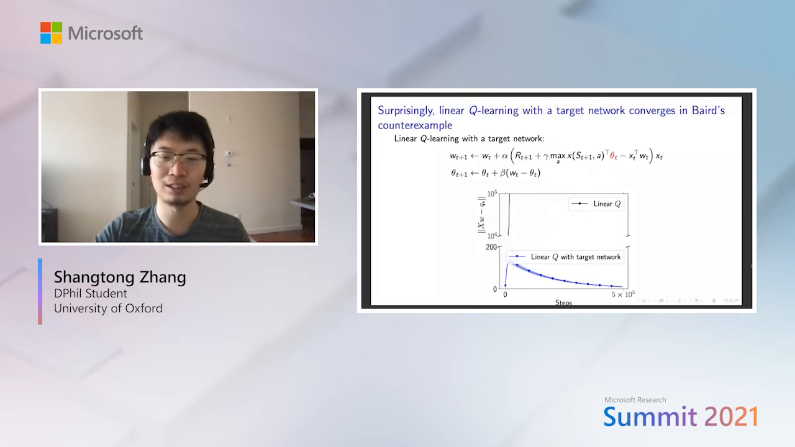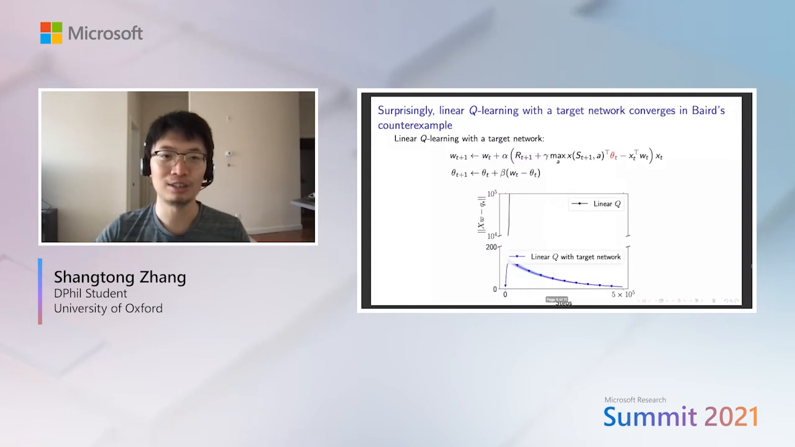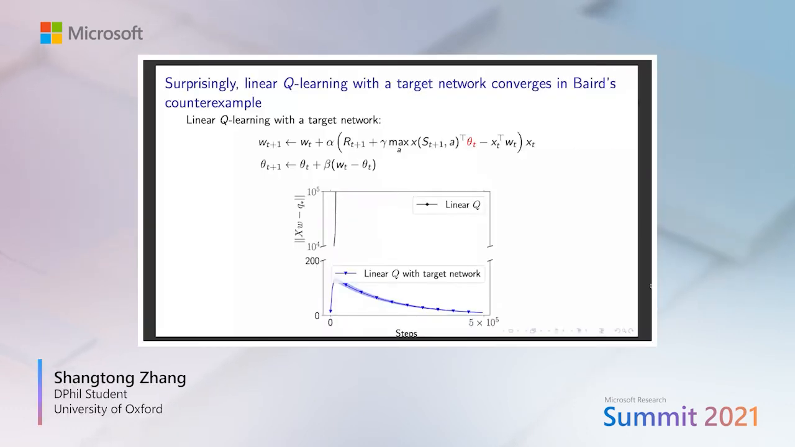So if you compare this rule with the previous update, you can see there is only one difference. When computing the updated target for the max operator, we use theta t instead of w t to compute the value. So here theta t is the target network, and we update the target network gradually towards w t. And there are, of course, two learning rates, alpha and beta. We make sure that alpha is sufficiently larger than beta, so the target network changes very slowly.